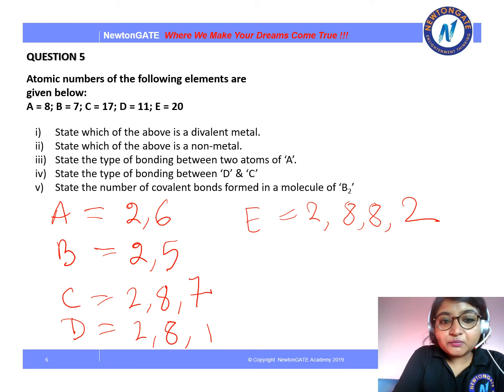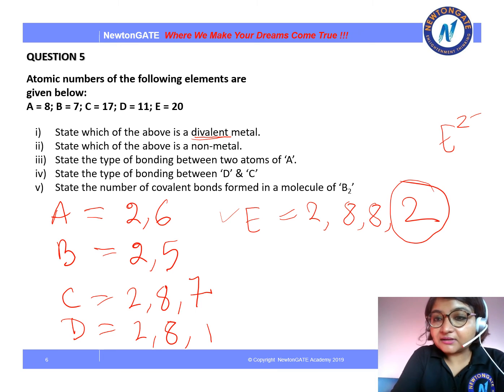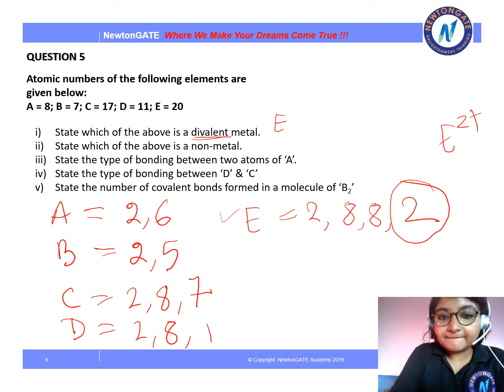Now state which of the above is a divalent metal. A divalent metal means it has valency 2. So see, E will lose these 2 electrons to complete its octet. Then it will be 2, 8, 8 like argon. That's why the valency of E is 2, because it will be E2 plus. It has valency 2. Answer is E.